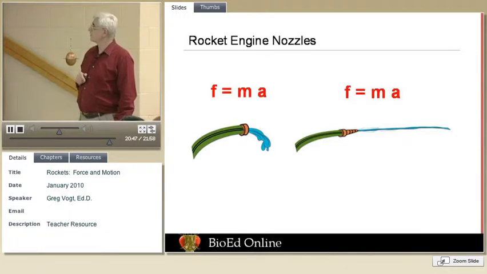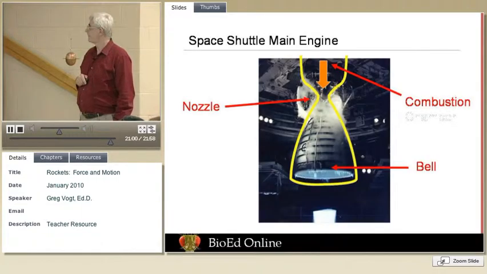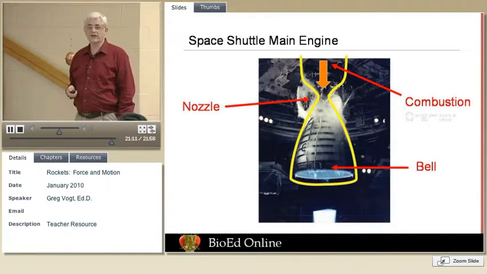Here's another thing: change the shape of the rocket engine nozzle. Good old garden hose here. Water pours out. F equals ma. But if we could make the water go faster by making a nozzle, we get a greater force. Here's the variation with a shuttle engine. Take a look at this. That's the engine right up there, but this narrow part right here forces the gases to come shooting out at a high speed. That increases the thrust.